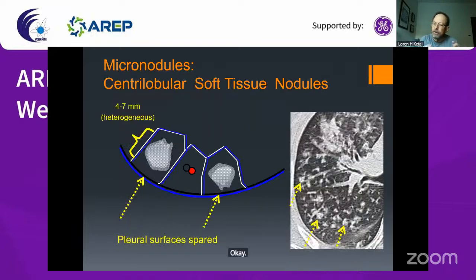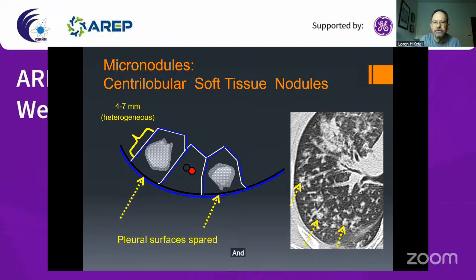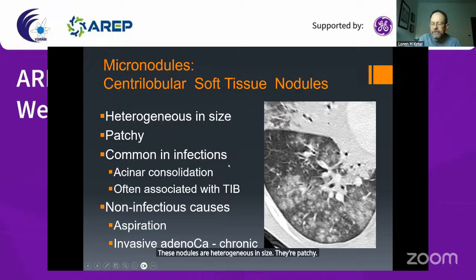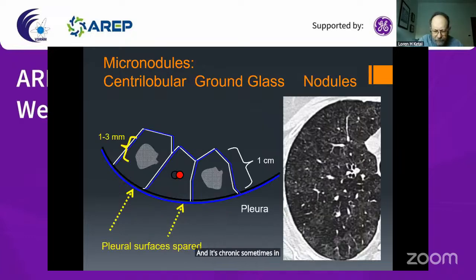Central lobular nodules don't have to be tree and bud, and sometimes they're a little bit bigger and denser and referred to as central lobular soft tissue nodules, as pictured here. These nodules are heterogeneous in size, they're patchy, and they're often seen in infections as well, in which case they probably represent acinar consolidation. You can see them in aspiration as well, and if chronic, sometimes in adenocarcinoma.